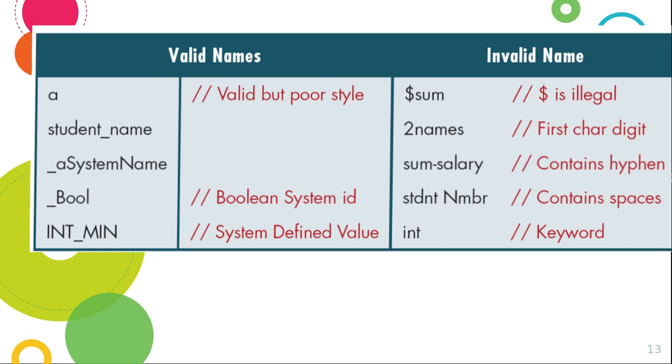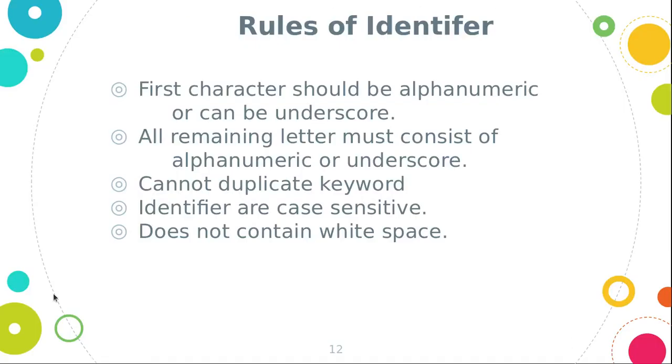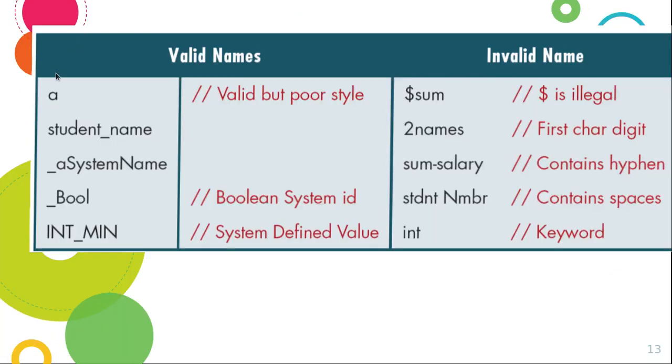Here you see a valid name and an invalid name. If I am talking about the name a, a small case alphabet, it follows all these four rules, so it's a valid identifier. But the problem with the small letter a is that it's a poor name, in the sense that a doesn't make any sense. If instead of a I mention a variable name as marks, then you can easily understand that marks will store the marks of the student, and different things required for your project.